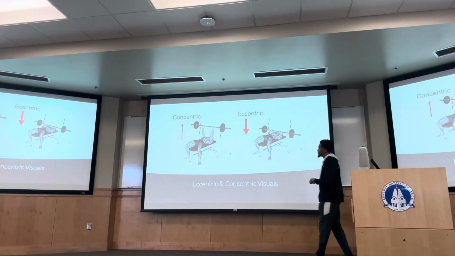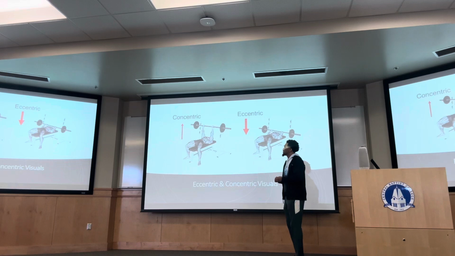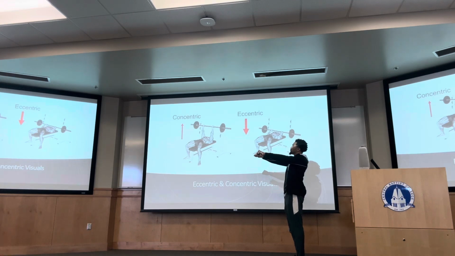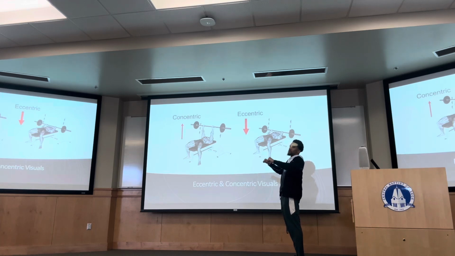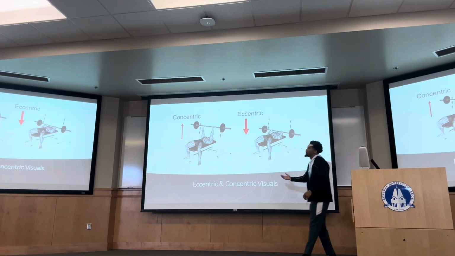This is just like a visual, so you can see eccentric on the way down. Concentric is when you push the barbell back up. Here's just a few visuals.